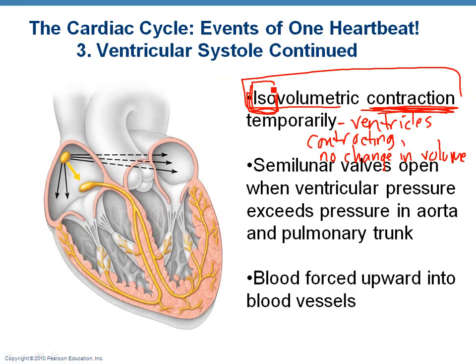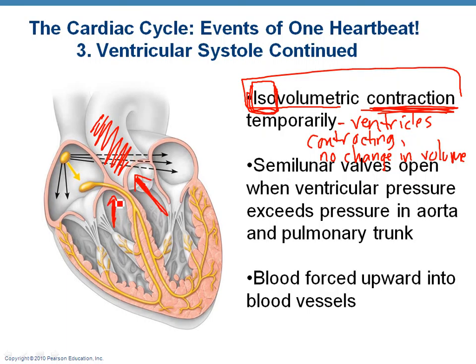Now, when do the semilunar valves open? As those ventricles contract, eventually that pressure builds up to the point where it exceeds the pressure in the aorta that you see there and in the pulmonary trunk, which we don't see on this diagram. When the pressure in the ventricles exceeds the pressure in the walls of those two big arteries, those semilunar valve flaps get pushed open.